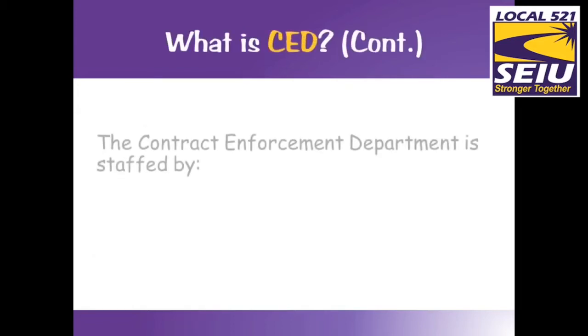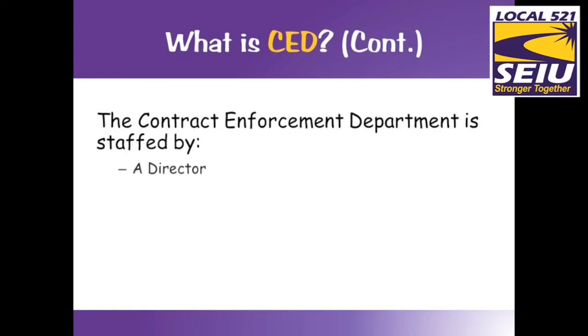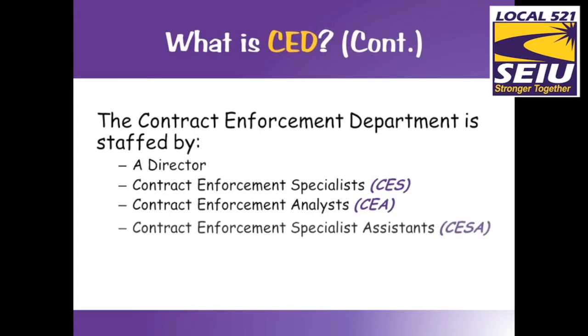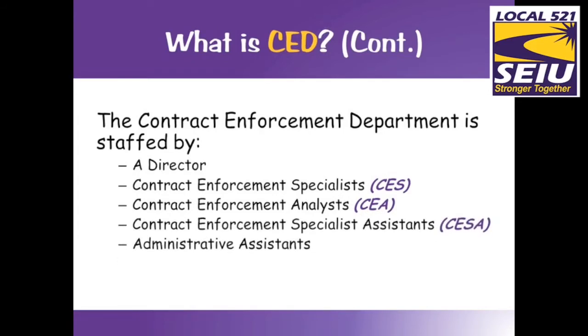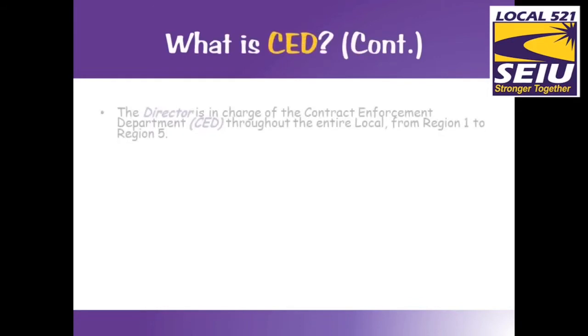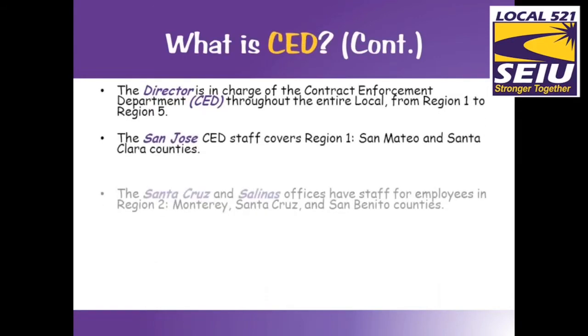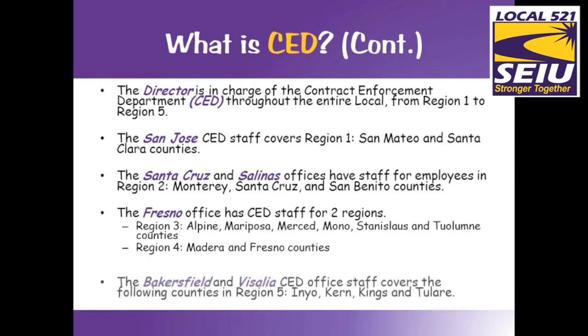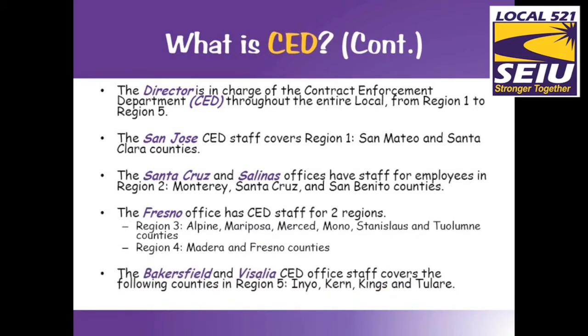The Enforcement Department is staffed by a director, contract enforcement specialists, or CES, contract enforcement analysts, or CEAs, contract enforcement specialist assistants, CESAs, and administrative assistants. The director is in charge of the Contract Enforcement Department throughout the entire local, ranging from Region 1 to Region 5. The San Jose CED staff covers Region 1, which is San Mateo and Santa Clara counties.